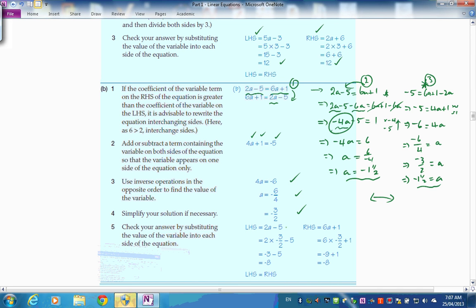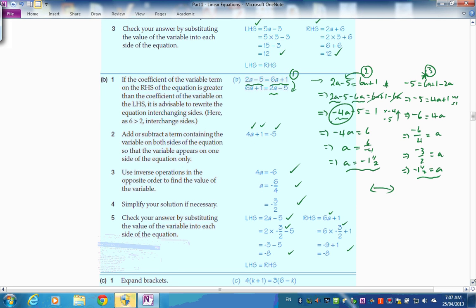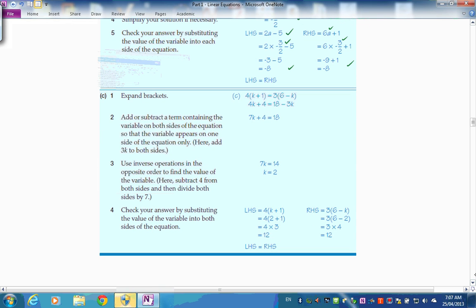And at the end, checking the left hand side, putting neg 3 over 2 in place of a, it comes to neg 8. Checking the right hand side, putting in, instead of a, neg 3 over 2, and checking that it works. Okay, so that's good. You might pause the presentation and just check that. But let's go down now to the third one.